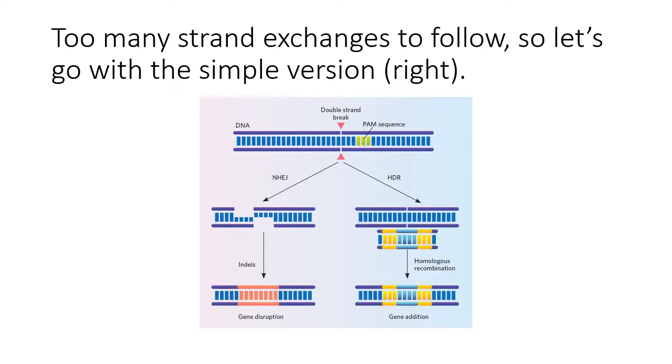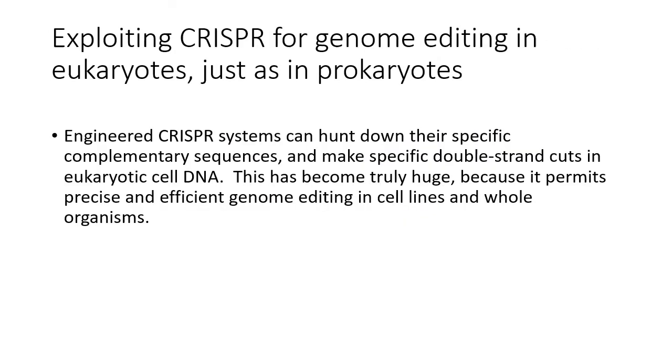Okay, so here's our homology-dependent repair pathway, which is not shown very well at all, where we have the break, and then we are synthesizing, using that homologous piece of DNA as a way of replacing what's there. We can replace it not just with what used to be there, but what we want to put there, in the form of epitope tags and various other sorts of things. So we can exploit this to hunt down specific complementary sequences, make double-strand cuts, and then for whatever purpose, and I'm going to give a few examples. It can be done in cell lines, but it also can be done in whole organisms.